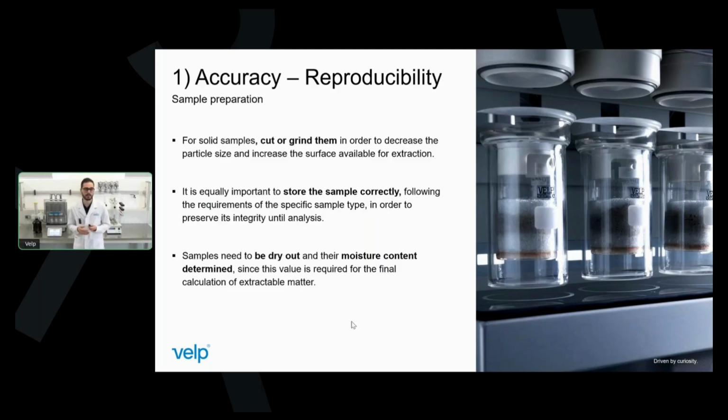Another important parameter that we have to take under control before starting the extraction is the moisture content of the sample, because if we weigh a sample with a high moisture content, we will weigh also the moisture contained inside the sample. So we have to dry it before starting the extraction, and then we can start all the processes in our instrument. So the key point to increase the accuracy is to follow these 3 steps before starting the analysis.